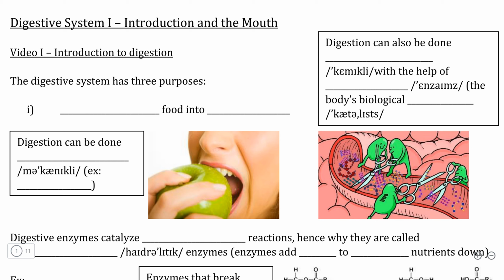Welcome to our introductory video in our series covering the human digestive system, the organ system that is responsible for converting your food into nutrients that can be used by your cells either to make energy or simply to grow. Now in this video, we're going to be introducing the three primary purposes of the human digestive system, starting with probably the most obvious one.